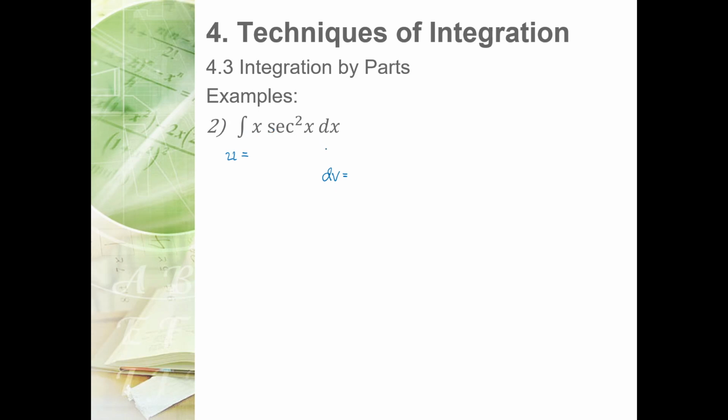The complicated term here is secant squared, obviously. Secant squared x dx. Can we integrate secant squared x? Of course we can, because we have a formula for secant squared x. Then the simple term is x. Next, we integrate dv first. So v is equal to the integral of secant squared x, which is tangent x. And then du is equal to dx.